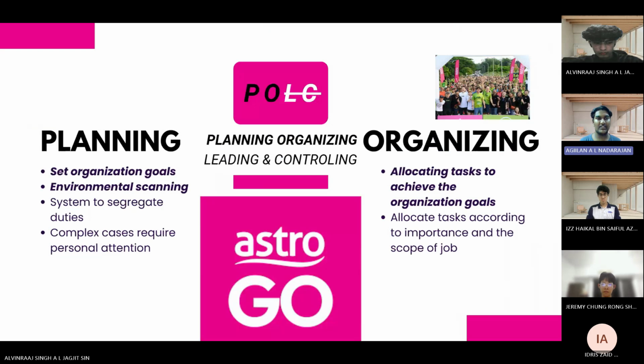So in the case of Mr. Roy Raj, he sets his planning using a system that segregates the duty itself, and for complex cases, he personally pays attention to it and plans for it. Organizing basically means allocating tasks to achieve the organizational goals. For Mr. Roy Raj, he allocates tasks according to the importance and the scope of the job.